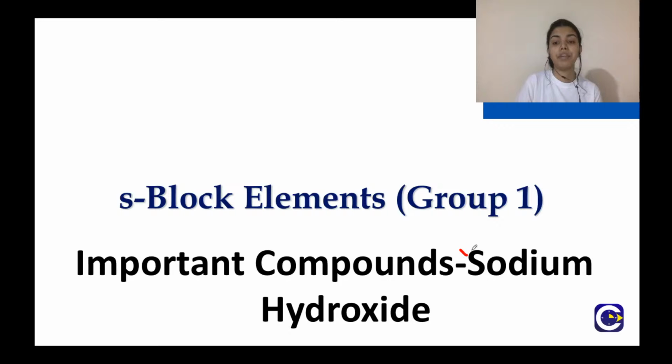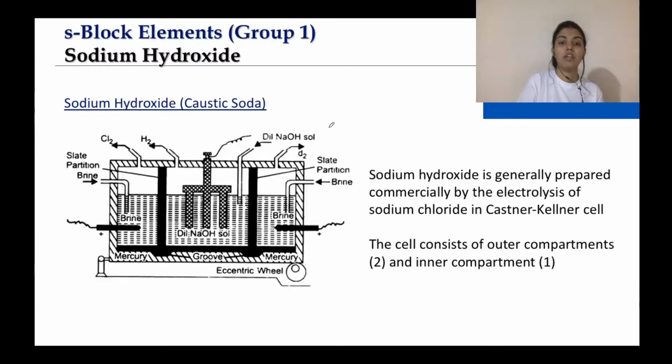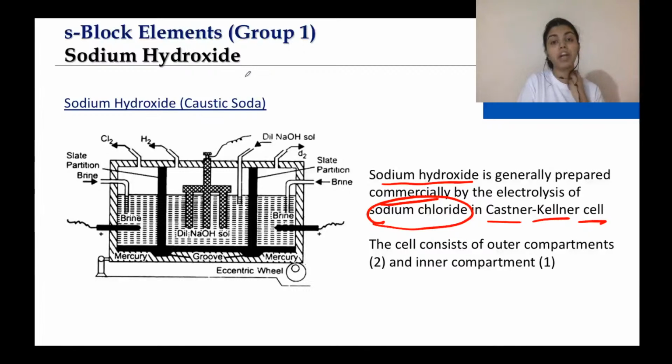Now the next important compound is our sodium hydroxide. So first we will come to the commercial preparation of sodium hydroxide, which is known as what? Kastner-Kellner cell. Right, in Kastner-Kellner cell we do electrolysis of sodium chloride. For the working of this cell we will not go into much detail as it is not very important from the examination point of view. Remember that electrolysis of sodium chloride in Kastner-Kellner cell is the manufacture of sodium hydroxide.